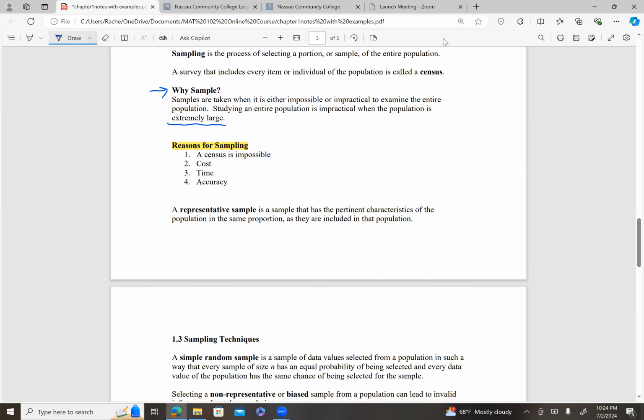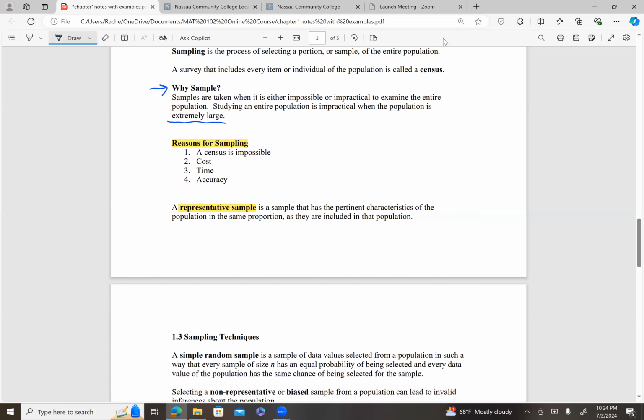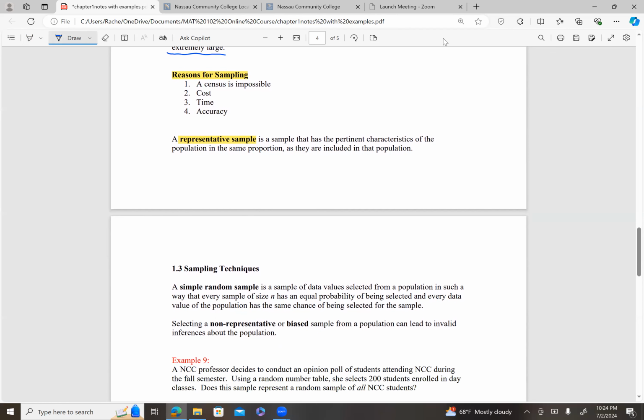Now, when we sample, we always want to make sure we take a representative sample. A representative sample has all the pertinent characteristics of the population in the same proportion as they are included in that population. So what that means is when we sample from a population, we want it to be not biased. So we want it to have those characteristics that are pertinent in the actual population. And we're going to do a few examples where we have to decide if we have a representative sample. So we'll look in a minute.